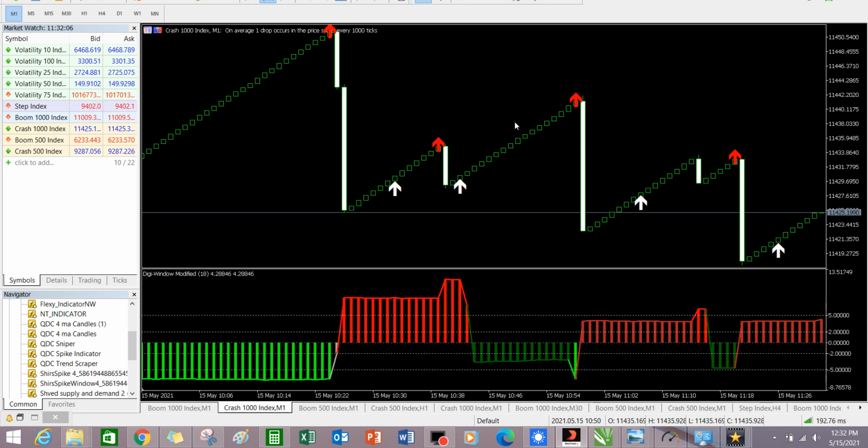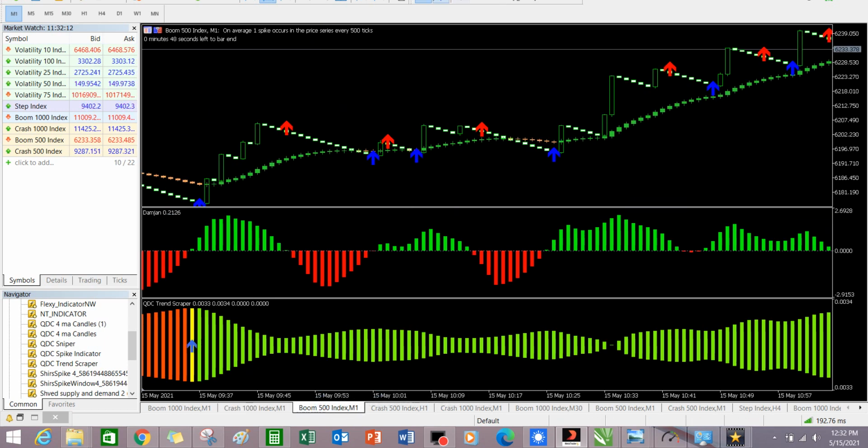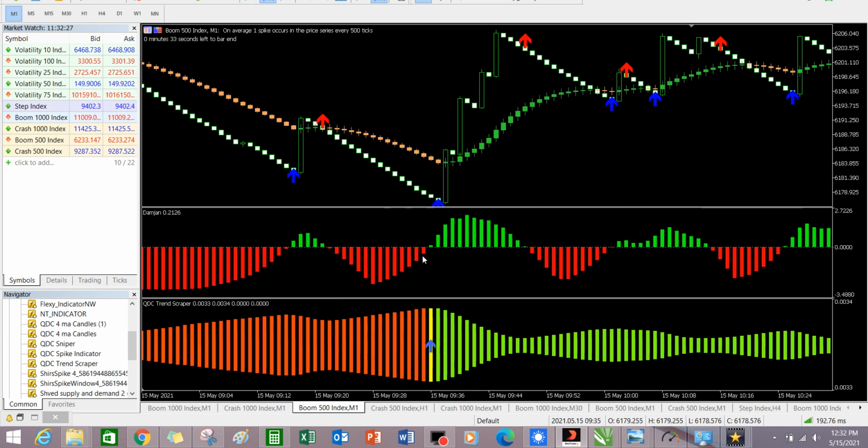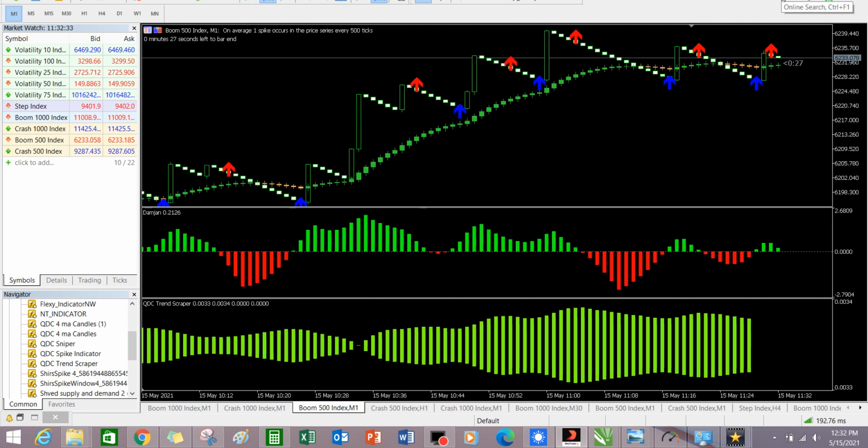Wait for it to turn back to uptrend if you must trade. Okay, that is very important. Let's check out what is happening with crash 500, and I'm using the QDC scraper indicator here for crash 500. It is on a long uptrend, so if you don't know how to trade the spike, stay away from the markets right now. Okay, as you can see, the uptrend started from here, and ever since it has been spiking and spiking and spiking.